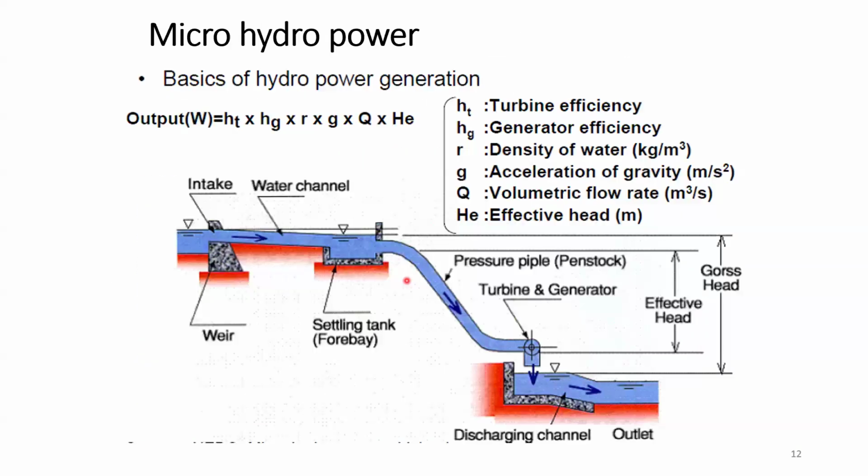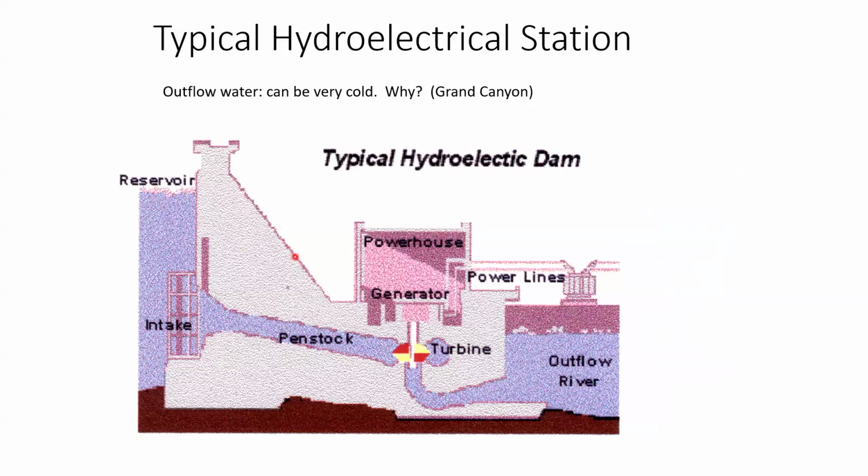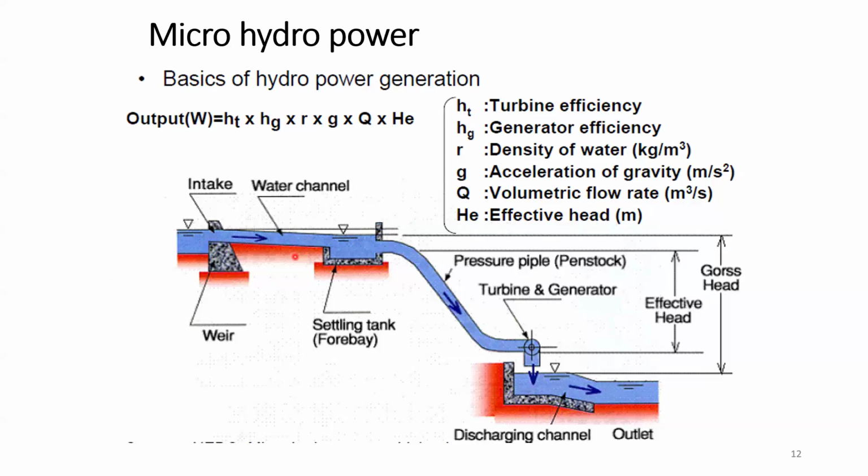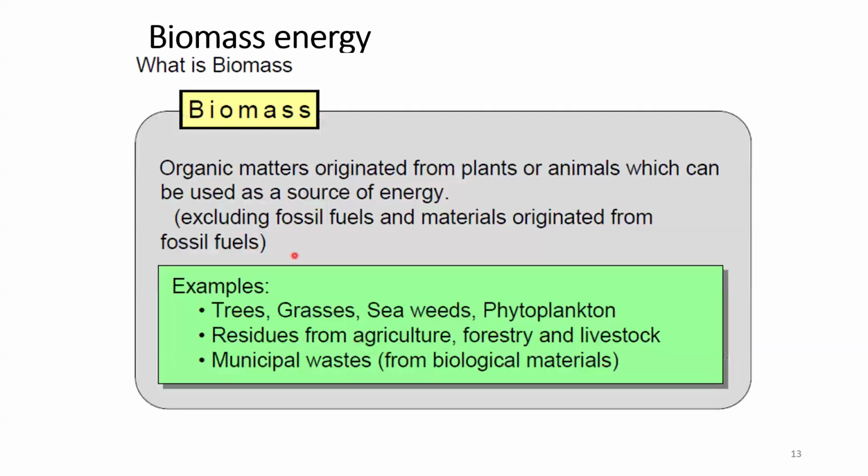However, concept-wise, that is how hydropower comes here. Actually, there are two types of technologies, large hydro as well as small hydro. The concept is almost the same, but technologically, the civil construction and everything are hugely different between large and small. Now, the biomass.